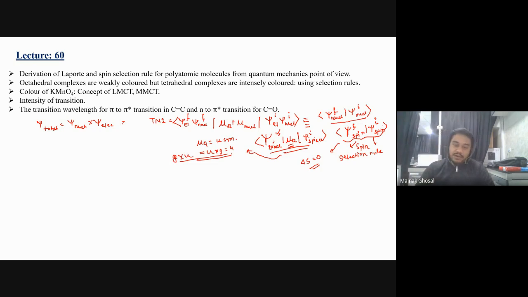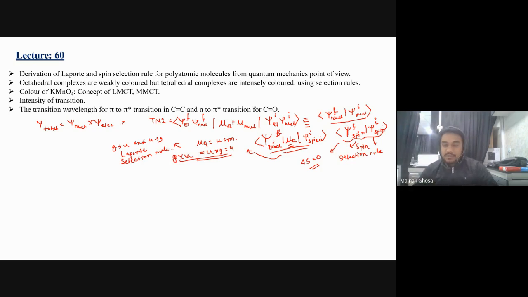For this to happen, these two wave functions must have different parity. If the final state has parity g, then the initial state must have parity u. So the transition only happens from g to u and u to g, and this is known as the Laporte selection rule. This is the concept behind the Laporte selection rule.